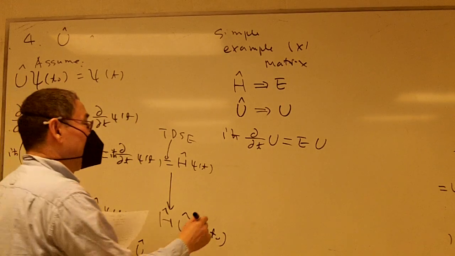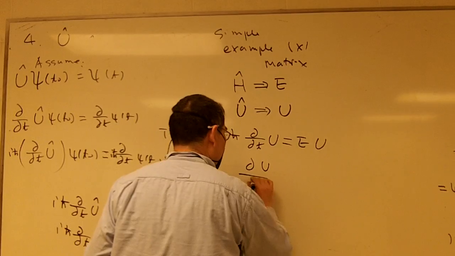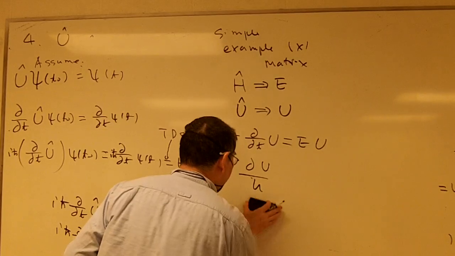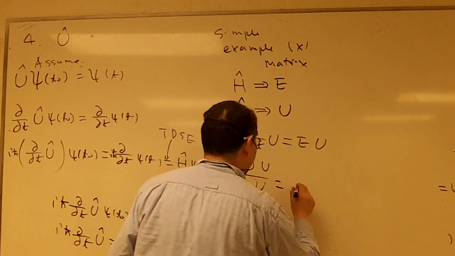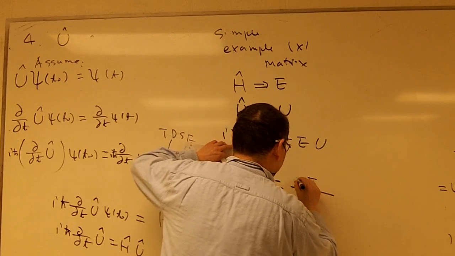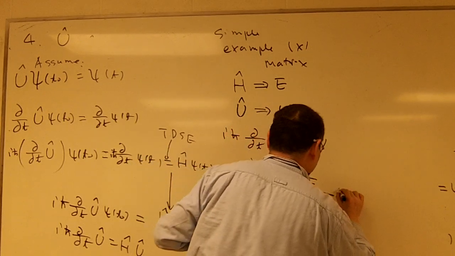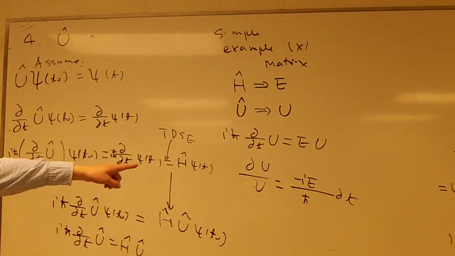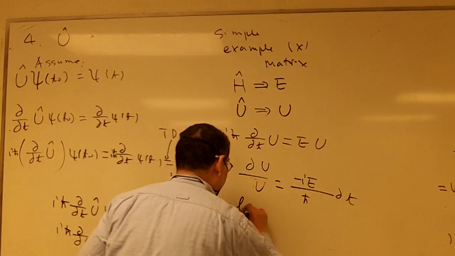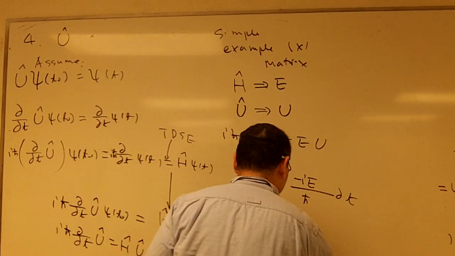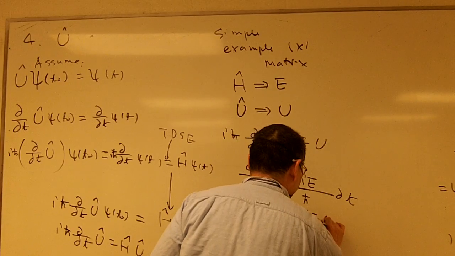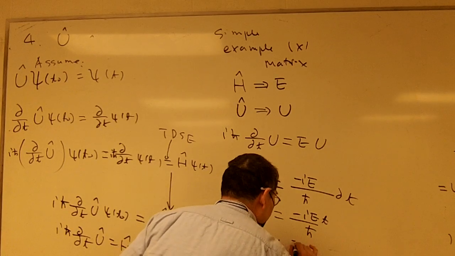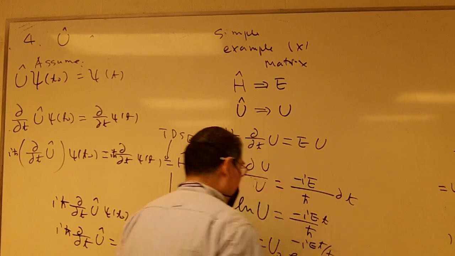And we can solve this immediately. Partial U over partial T over U equals E to the negative I H bar partial T, like this. So that's how I solve for that. And then again, the left-hand side is just the logarithm of U. The right-hand side is just E to the negative I E T over H bar. So you can see my U just has a U0 E to the negative I E T over H bar, like this.